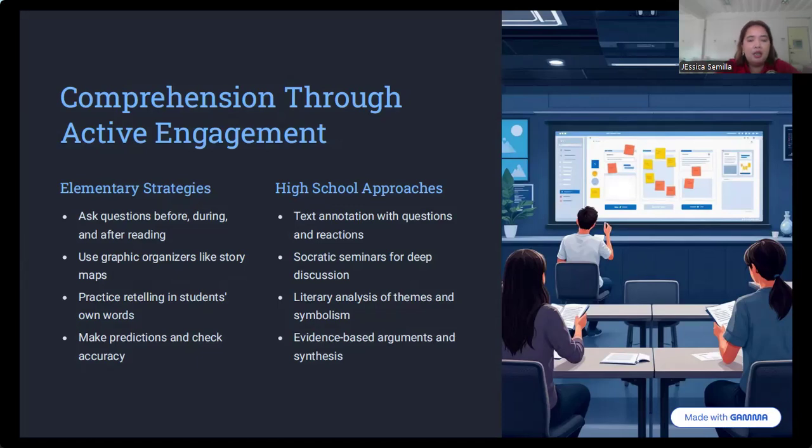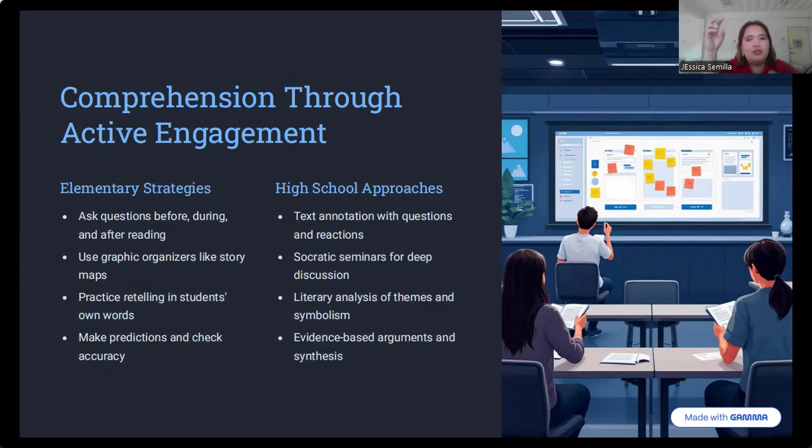On the other hand, the strategies for high school in terms of reading are that they do annotation, meaning they highlight, they take down notes, and then they add questions, they make a reaction paper, and they do Socratic seminars for deep discussion. Socratic means the art of questioning. Another one is literary analysis of the theme and the symbolism.